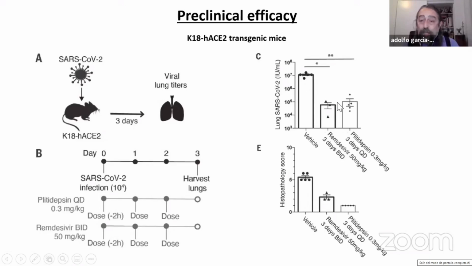and also we don't get any more histopathology in the lungs. So we take these lungs, and we look at whether they look healthy. We have a score to show how sick these lungs are. And in the presence of plitidepsin, we have almost no pathology caused by the virus in the lungs of these animals, indicating that it's working very well to prevent disease in mice.